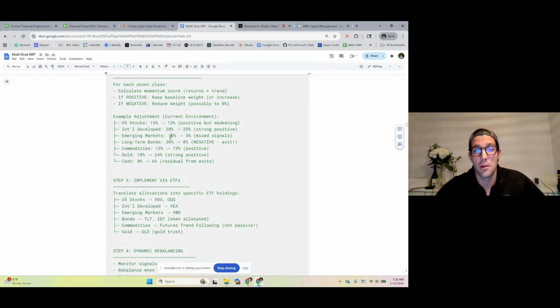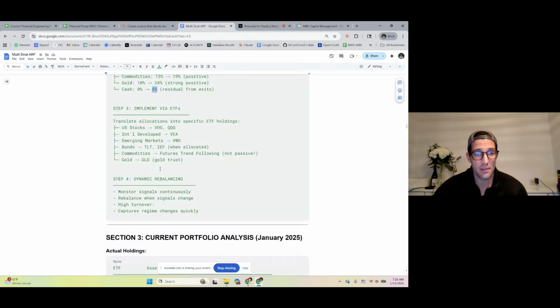We'll increase the weight. Emerging markets with mixed signals. Long-term bonds are deeply negative, so we got out of it. Commodity exposure up. Gold obviously up significantly. And then just from the residual exits, we'll sit in cash for some other stuff. And the other thing too here is we want to implement these strategies at low cost. So like VEU and IEMG, low cost ETFs, international developed markets and emerging markets. And then with all of these, we're basically able to allocate responsibly.